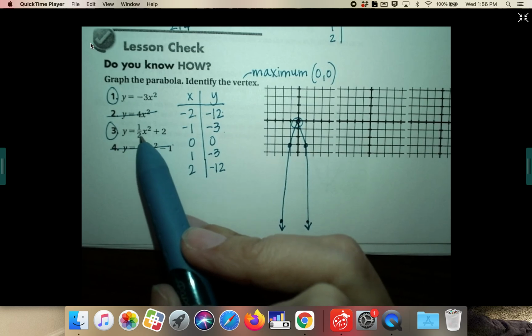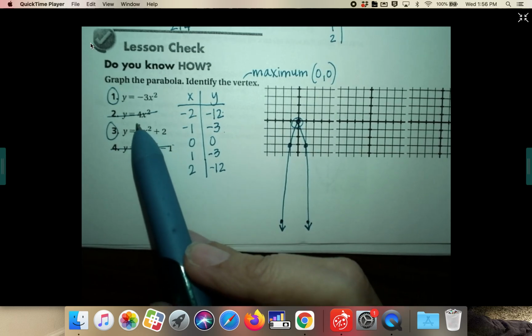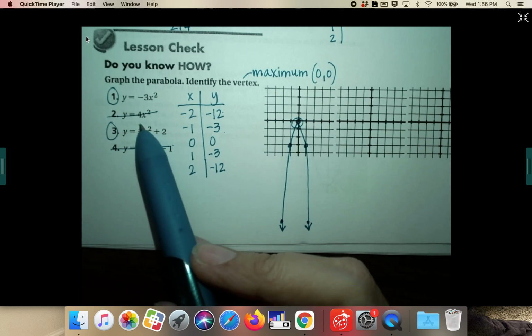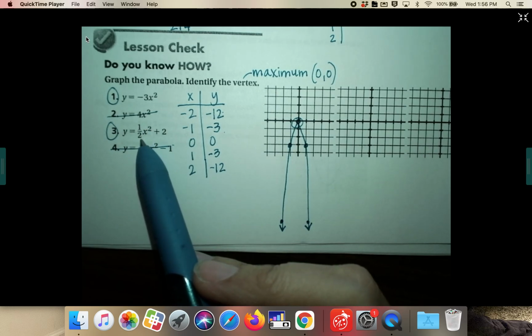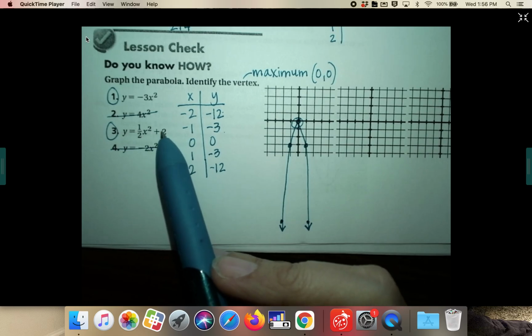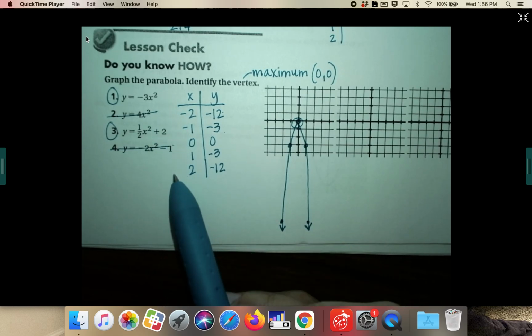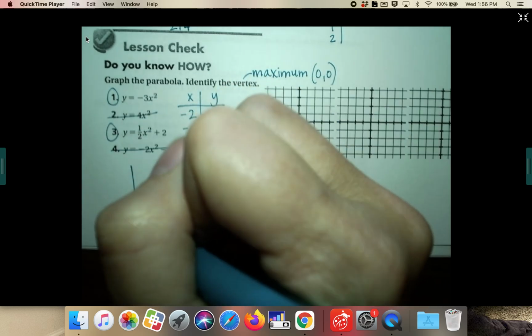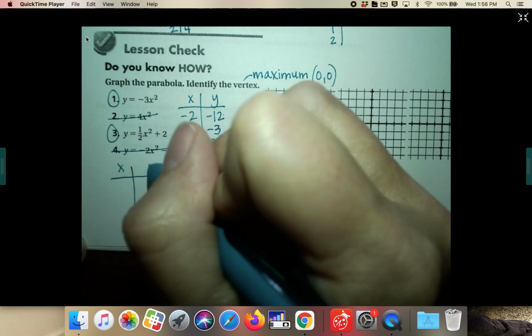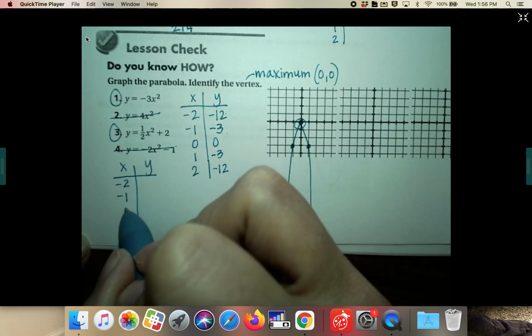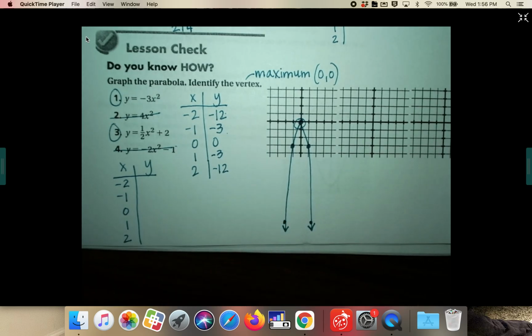All right, let's do this last one. In your head right now, think about whether you think it's going to be stretched out skinnier or kind of squashed a little flatter. And then think, if it's going to add 2, is it going to be shifted up 2 or down 2? So think about in your head what this is going to look like, and let's go ahead and make a table, and let's just see. So let's say we're going to pick -2, -1, 0, 1, and 2 for our x values. Let's plug one in at a time.